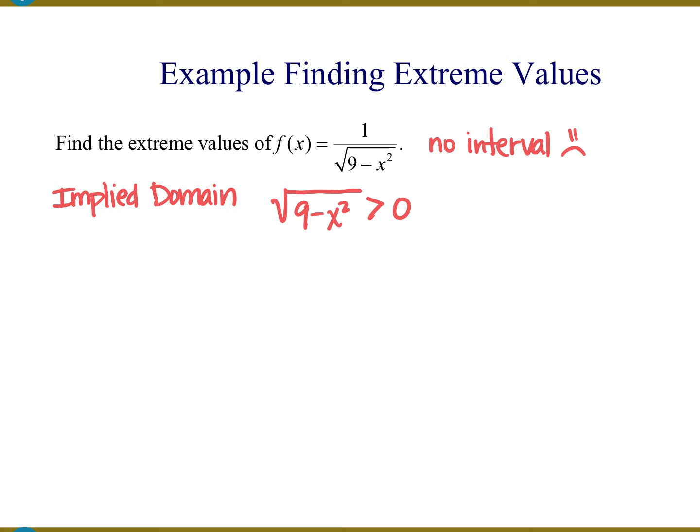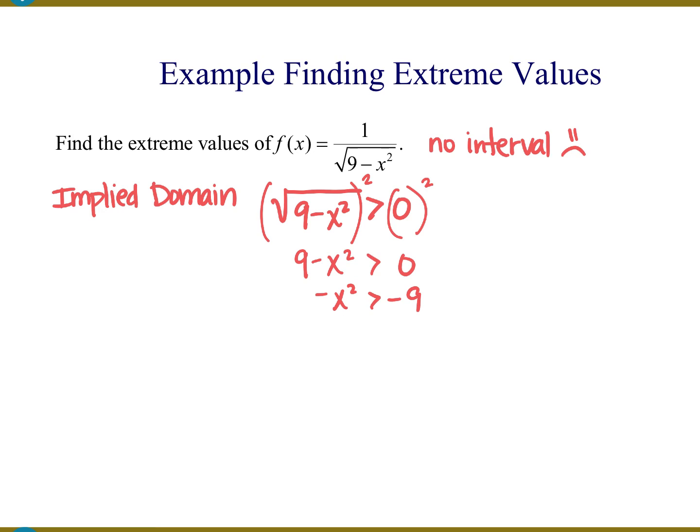It can't be 0, so I didn't put equal to 0. It can't be negative, so I had to do greater than. Now I have to solve it. Okay, what do I do to both sides to solve it? I square. Yeah, I square both sides. So I'll put parentheses around it and square, and put parentheses around it and square. So that gets rid of the square root. Okay, now what do I do? Subtract 9.